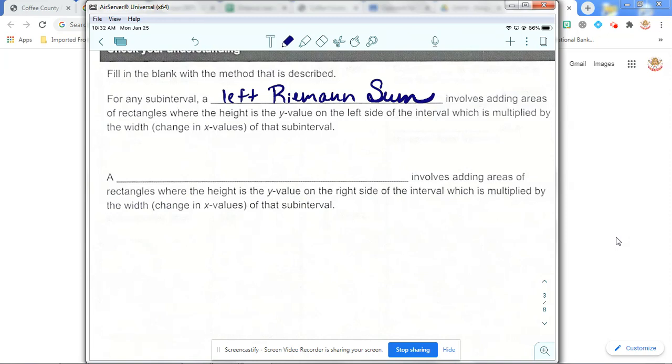All right, and then a blank involves adding the areas of rectangles where the height is the y value on the right side of the interval, which is multiplied by the width of that interval. So that's going to be a right Riemann sum.